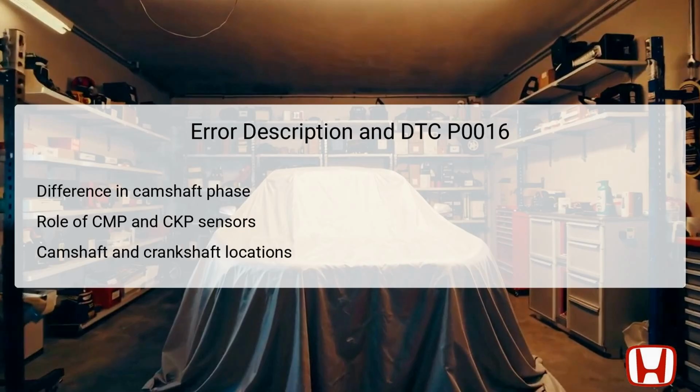The CKP sensor also works in tandem, giving the PCM information on the crankshaft's position. These components are located near the engine's top and bottom, the CMP sensor near the camshaft, and the CKP sensor on the crankshaft. Together, they help regulate ignition and fuel injection timing, ensuring that your engine runs smoothly and efficiently. Any issues in this correlation could negatively impact engine performance and should be diagnosed promptly.